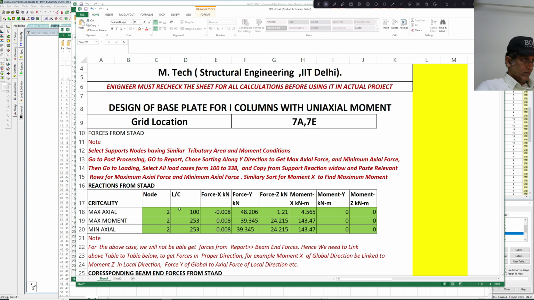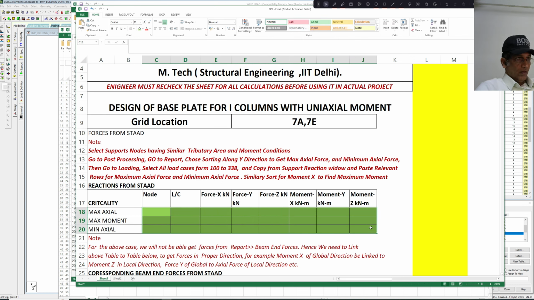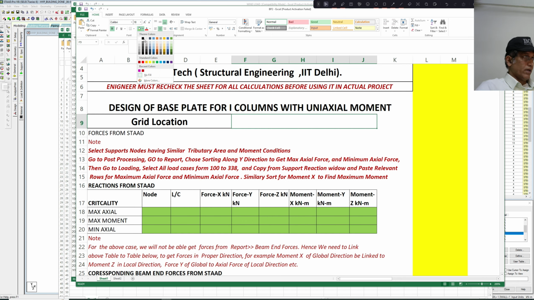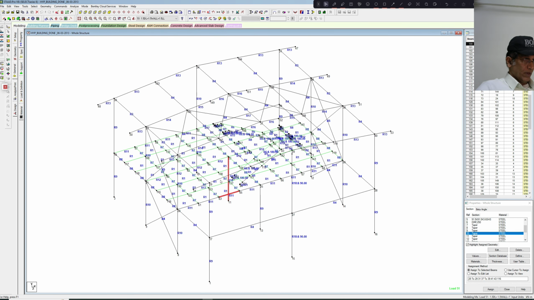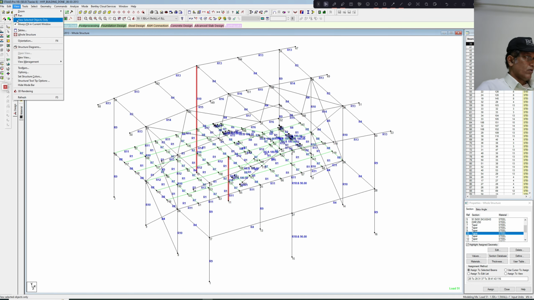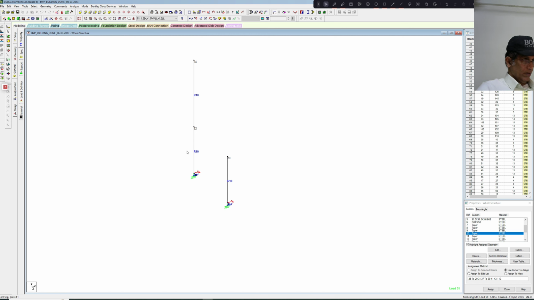Again, let us make it blue or green. We have to change it. Let us go to the start file, view whole structure. We have these 2 columns as R10, these and these columns, view, shift S.